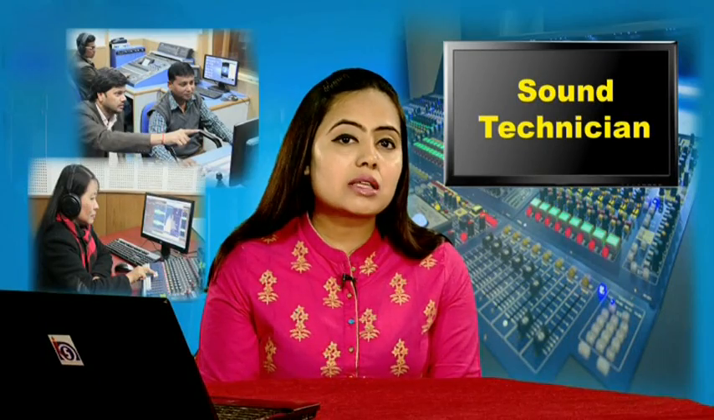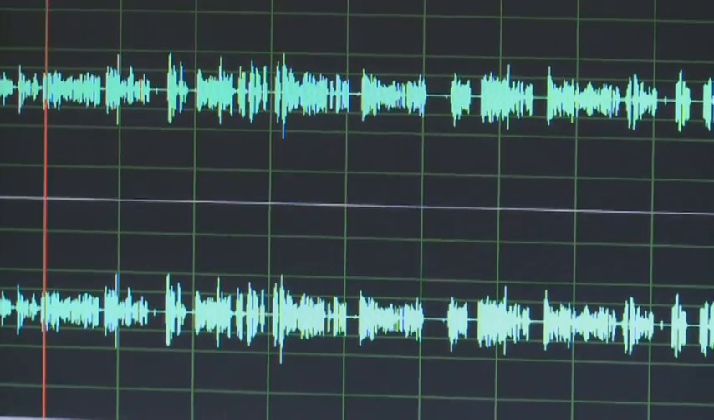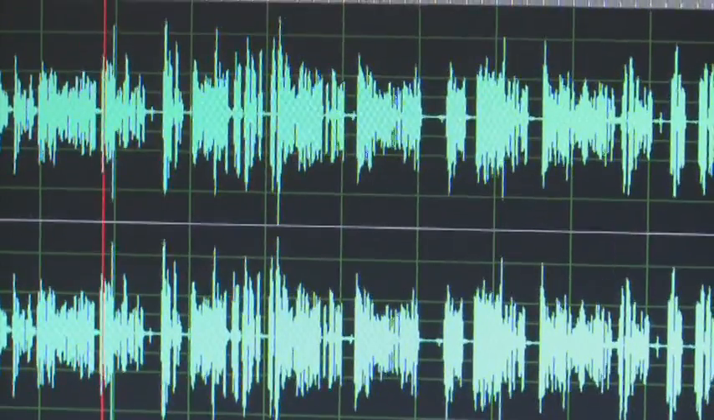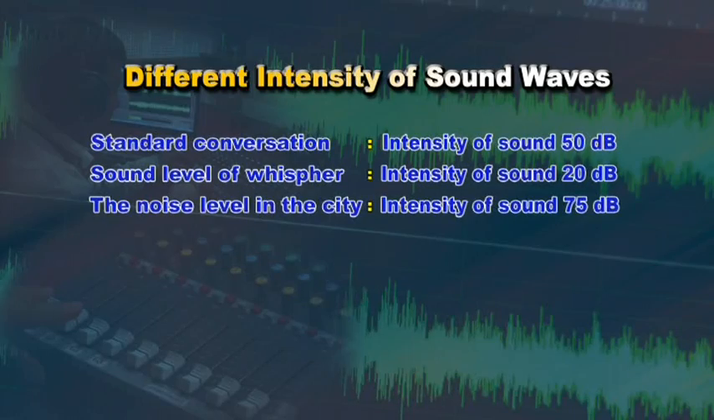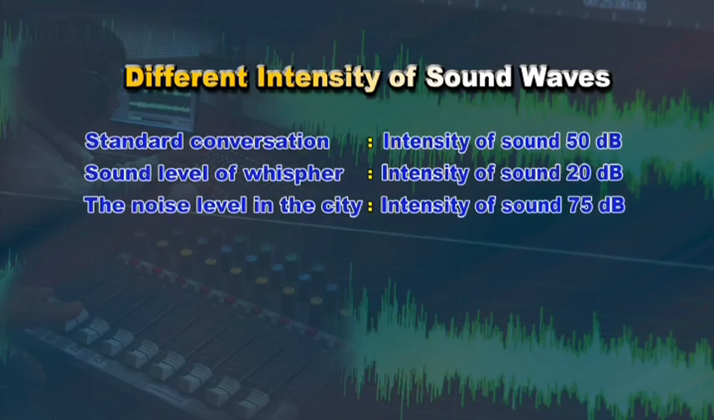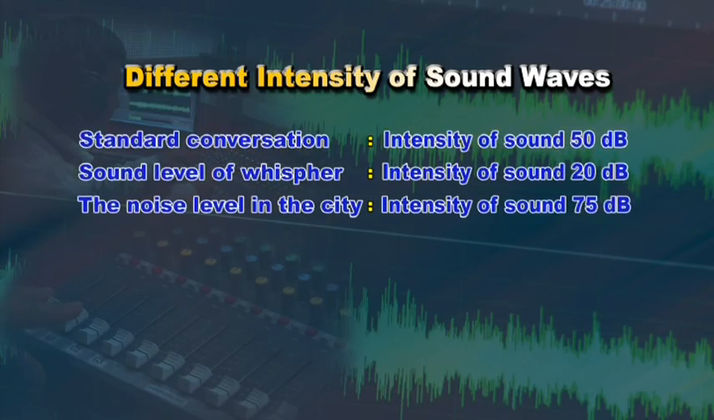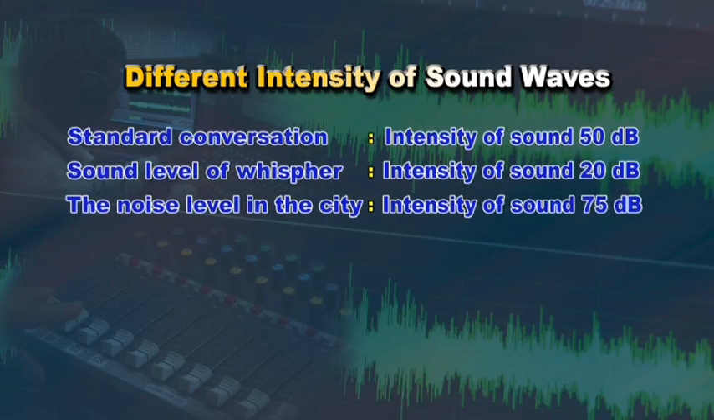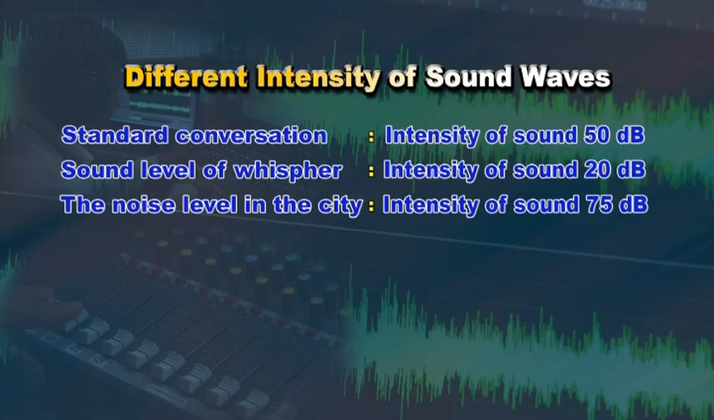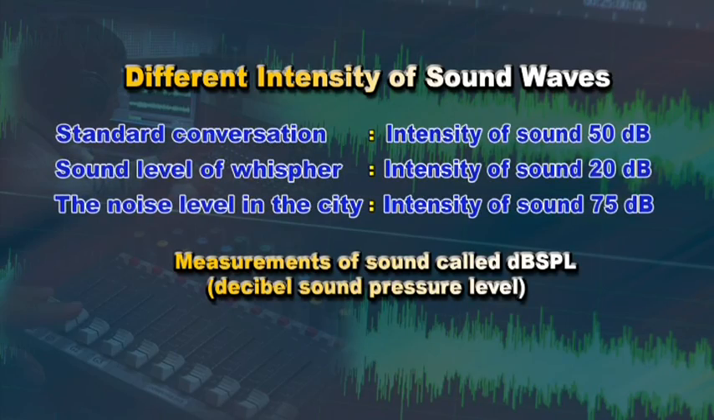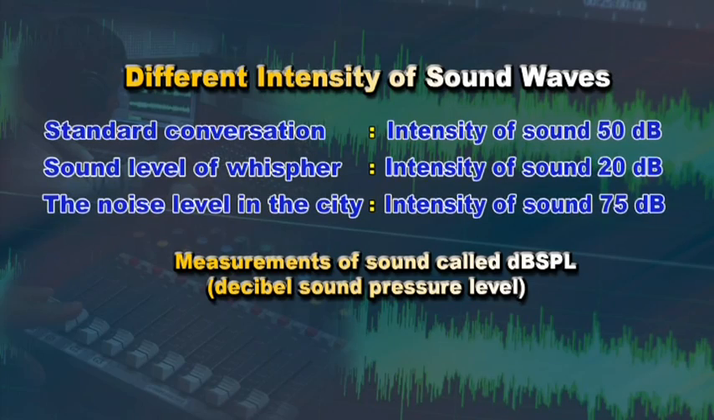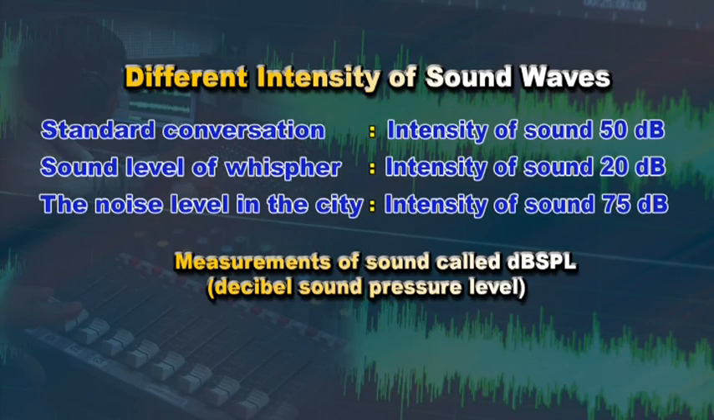In technical parlance, the amplitude is the height of the sine wave. The higher the amplitude, the louder the sound. Our standard conversation has an intensity of around 50 decibel, whereas 20 decibel is the sound level of a whisper. 75 decibel is the noise level in the city. These measurements are expressed in a specific form called dB SPL, that is decibel sound pressure level.